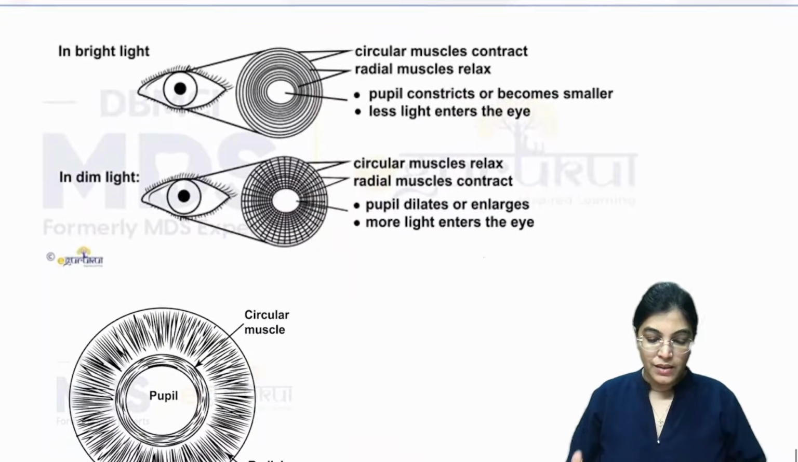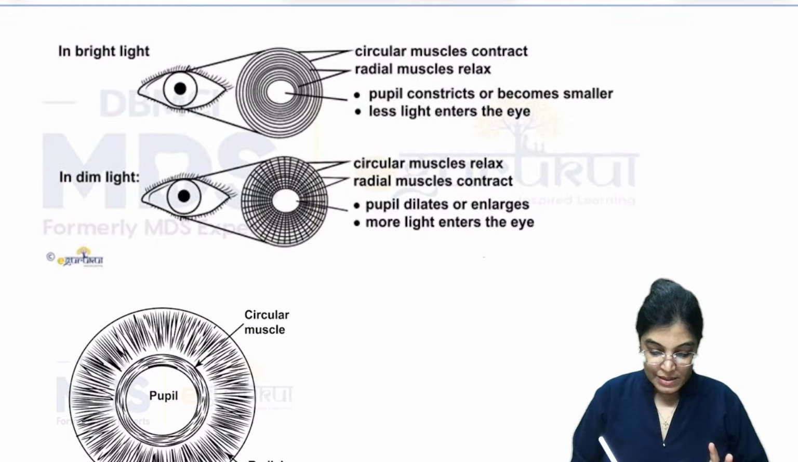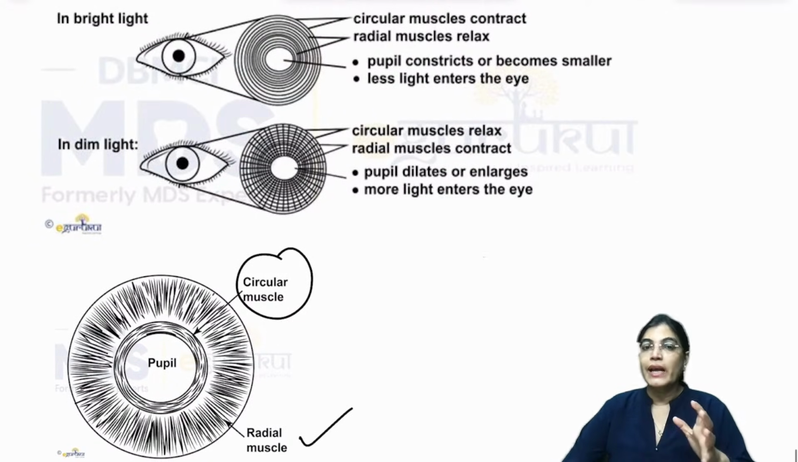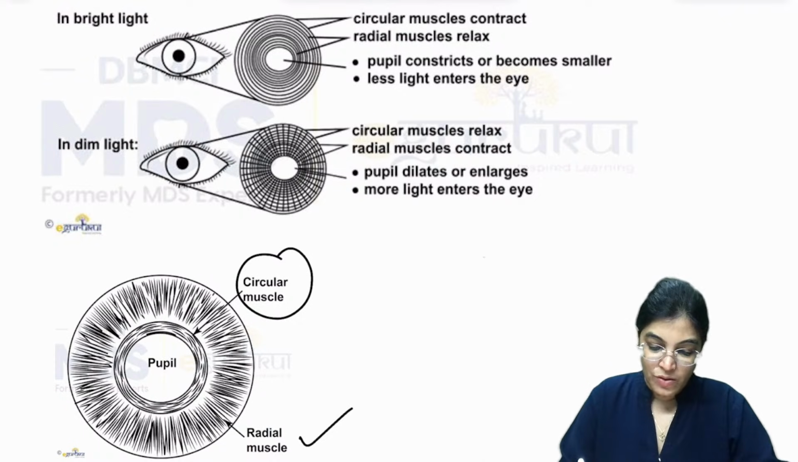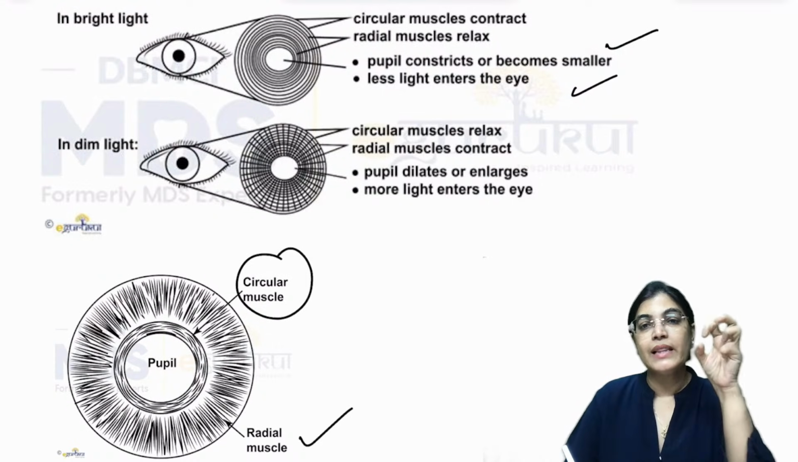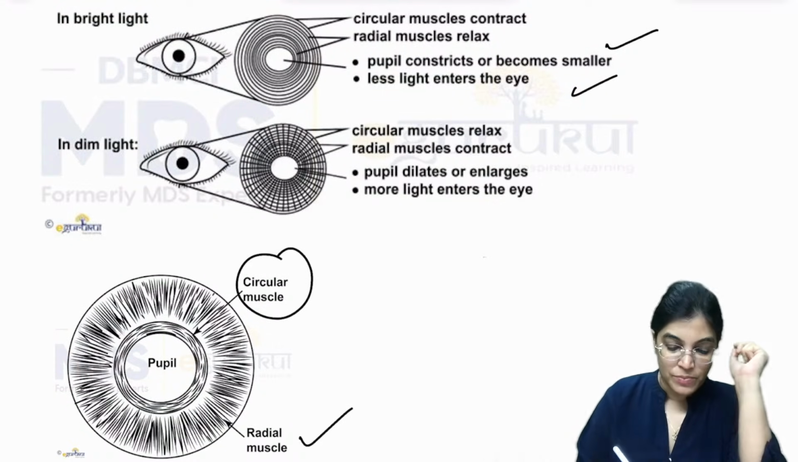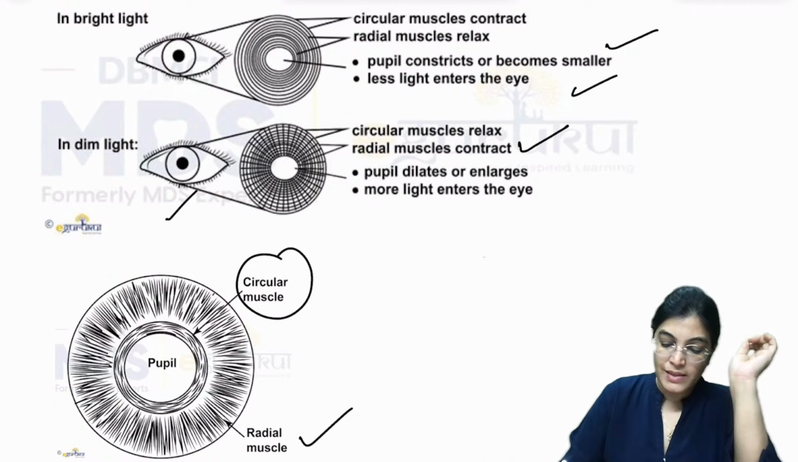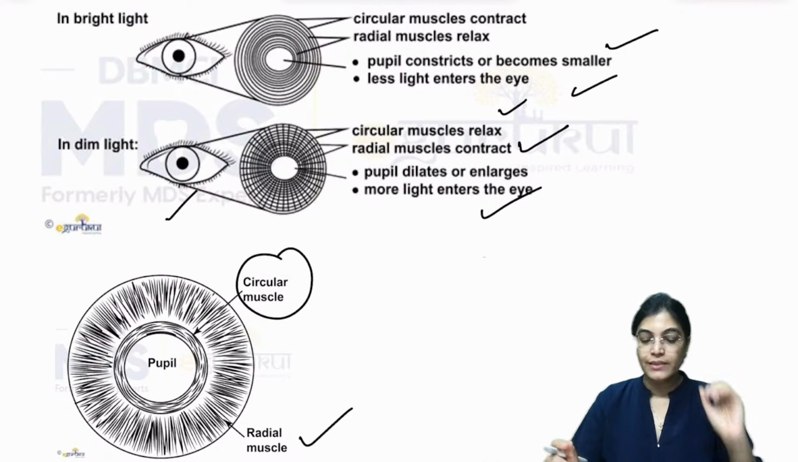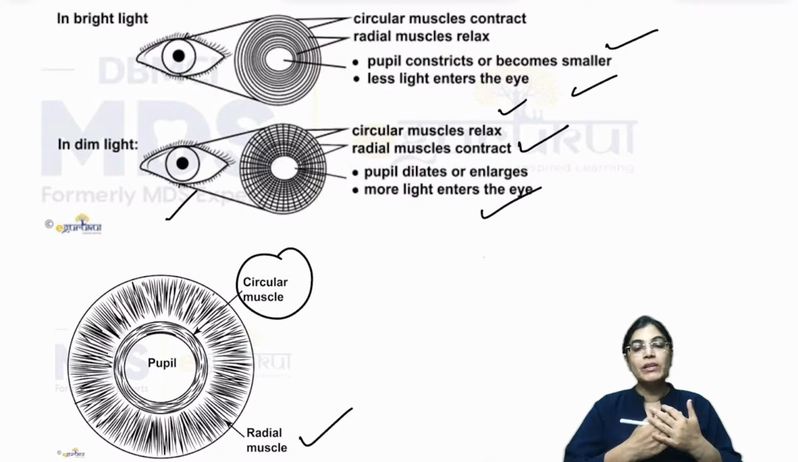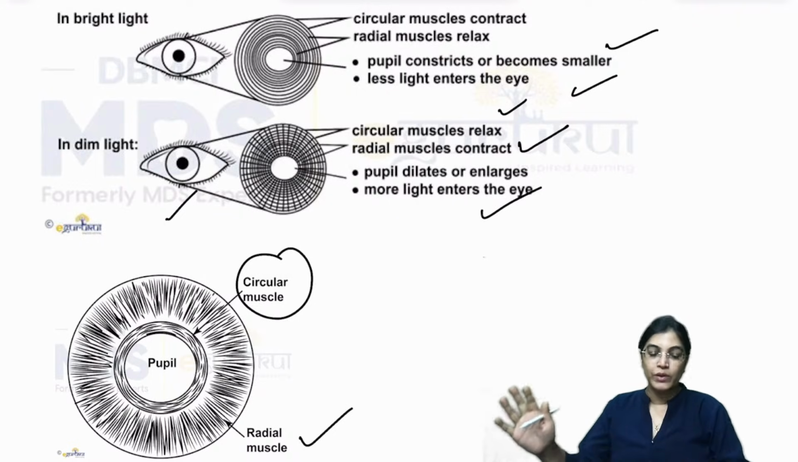And you can see this is the circular muscle and this is the radial muscle. In this image, you can see the circular and radial muscle. What I told you: when the circular muscle contracts, it will cause constriction of the pupil and less light enters the eye. Dilatation of the pupil occurs when the radial muscle contracts and the circular muscle relaxes. More light enters the eye and the pupil dilates. So this is very important for you to know. And the dilator pupillae and constrictor pupillae are derived from neuroectoderm.